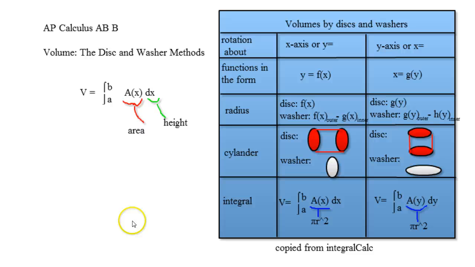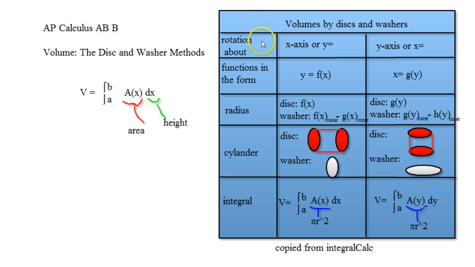Just some things about this table, volumes by disk or washer. How do we know where we're rotating about? If we're rotating about the x-axis, or y equals, we will be using this column, and if we're rotating about the y-axis, or x equals, we will be using this column. The functions in this column are y equals f of x, where y is in terms of x, and in this one x is in terms of y. The radius for the disk is f of x, and in terms of y it is g of y.